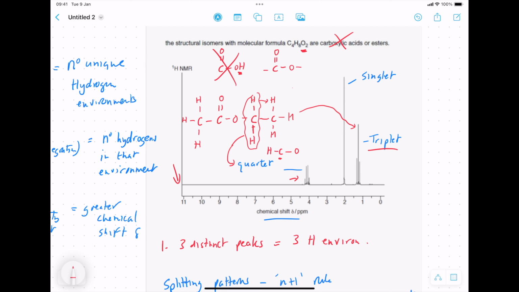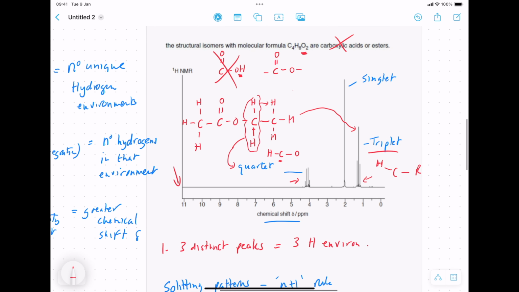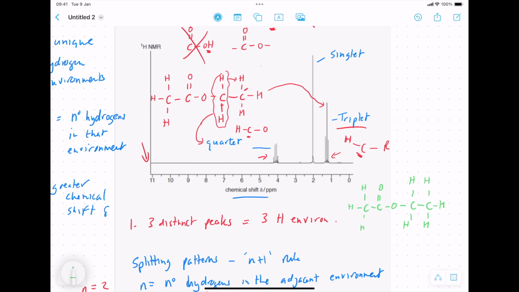And also, the location of that peak is around about 1.3, 1.4 if you look at it. And that fits perfectly with the data sheet, which says between 0.8 to 2, you have this C bonded to the rest of a carbon chain and a hydrogen. So that bit there is basically that bit there. So it's perfect. So ethyl ethanoate would be the name of this ester.